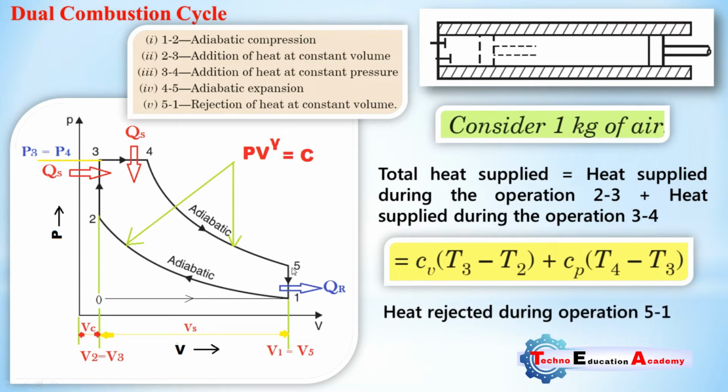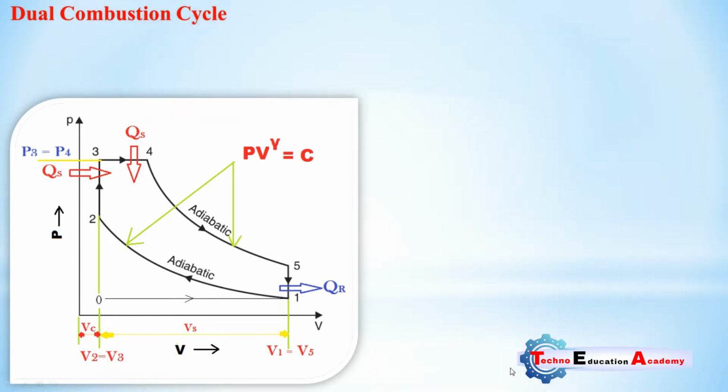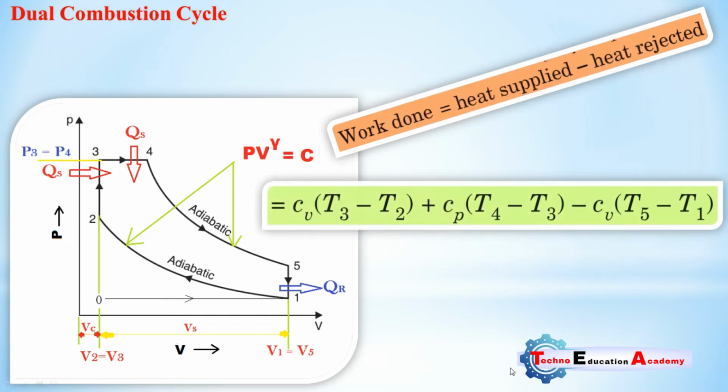Same as heat rejection during process 5 to 1 equals Cv (T5 minus T1). But we know that work done equals heat supplied minus heat rejection. So heat supplied during process 2 to 3 plus 3 to 4 is equal to Cv (T3 minus T2) plus Cp (T4 minus T3).